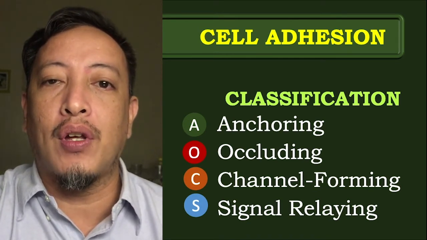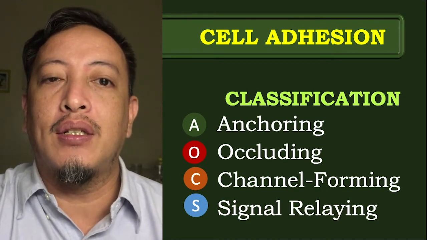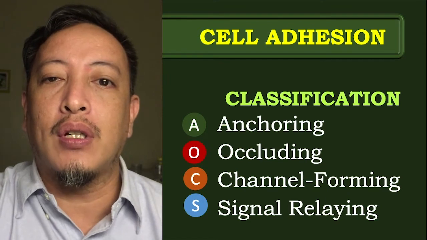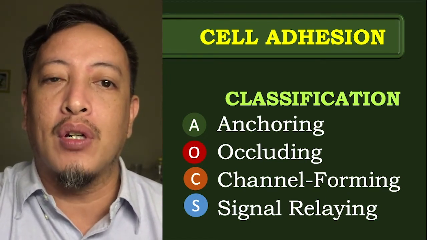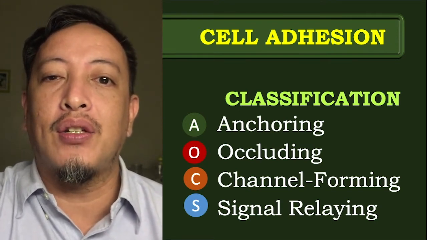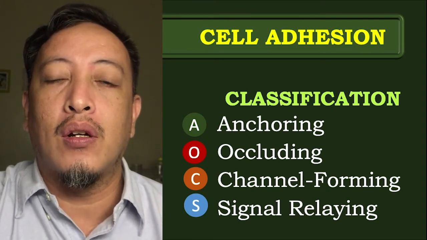Occluding junctions, on the other hand, are those that tighten the space between the cells. This includes tight junctions. Channel-forming junctions are those that allow cytoplasmic sharing between cells. These include gap junctions. Finally, signal-relaying cell adhesions are those exhibited by neurons or neuron connections.